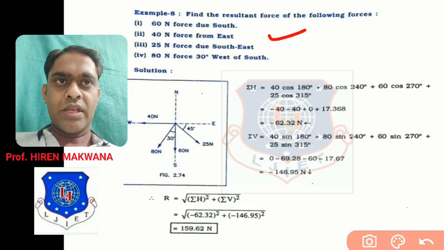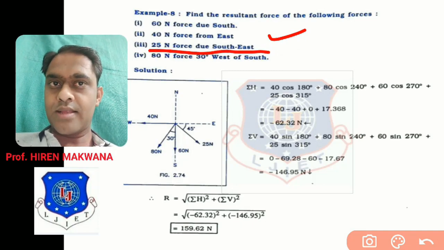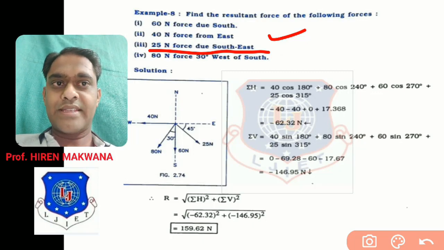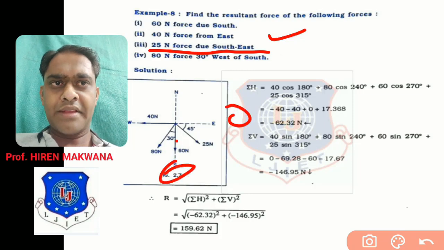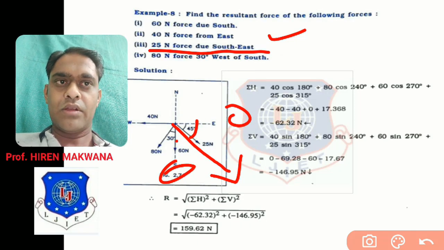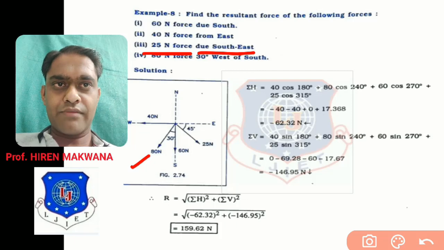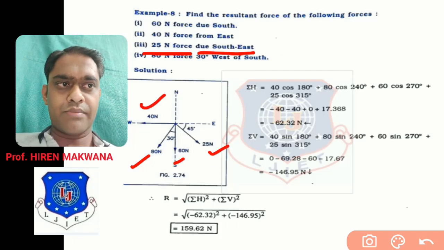Third force is 25 Newton force due southeast. Due means towards south and east both. So exactly in between south and east, you can draw the force like this, 25 Newton at an angle 45 degree. Third force, 25 Newton force due southeast, complete. So first force, second force, third force complete.